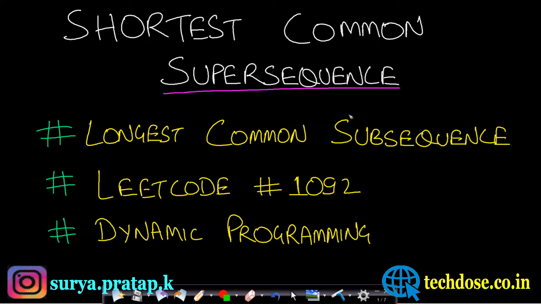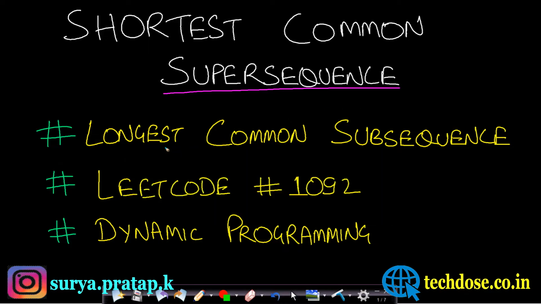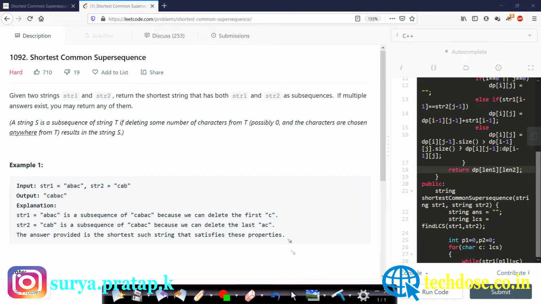Hello guys, welcome back to TechDose, and in this video we will see the shortest common supersequence problem, which is a variation of the longest common subsequence, and it is from LeetCode number 1092, and this is based on dynamic programming. So let us first read the problem statement.